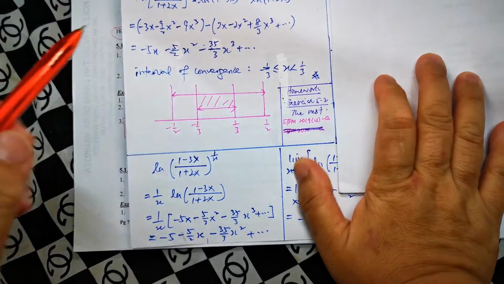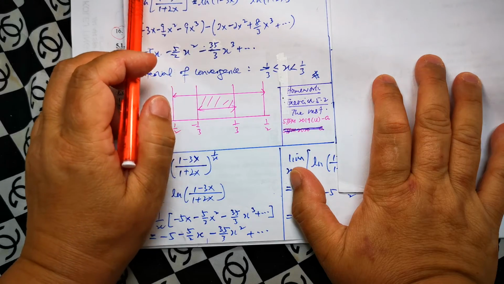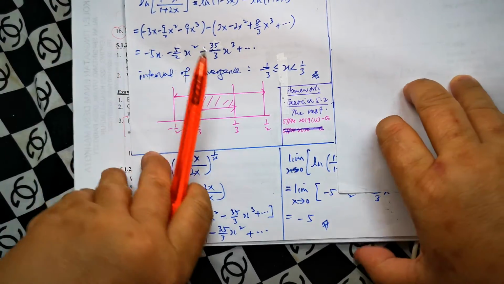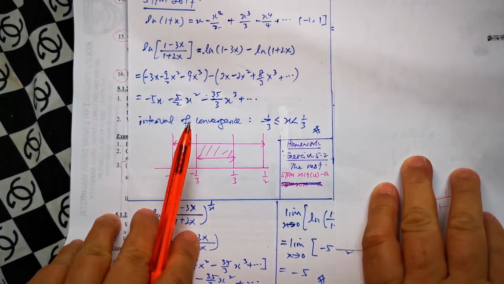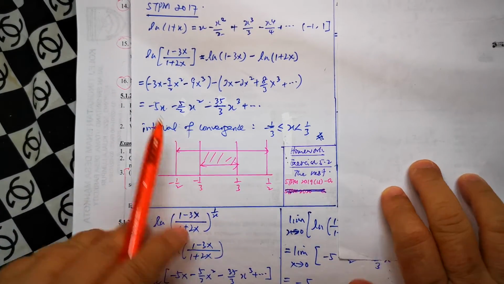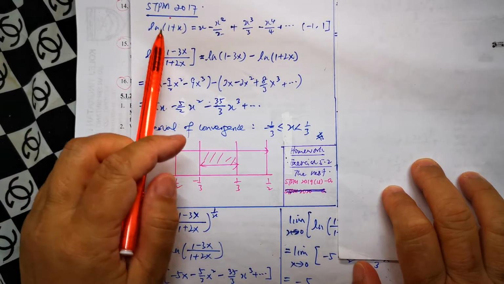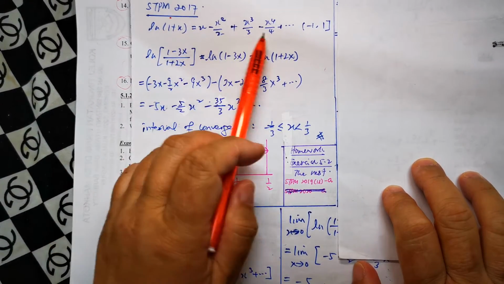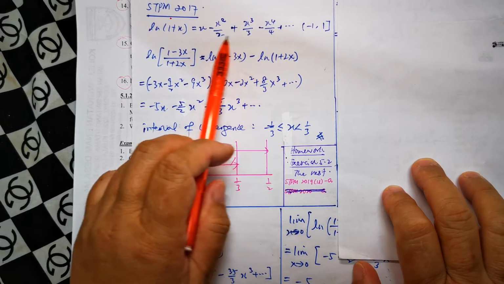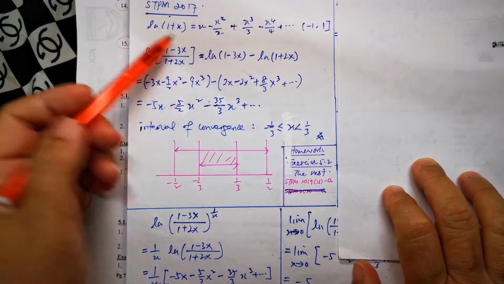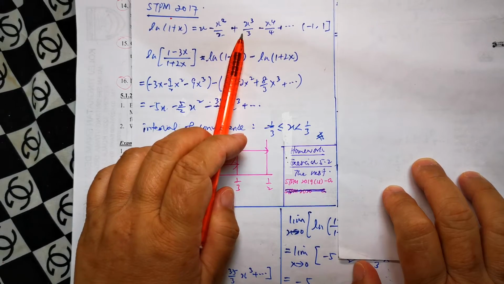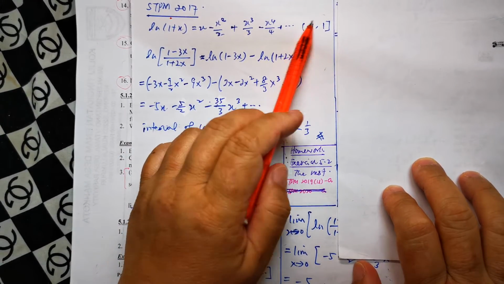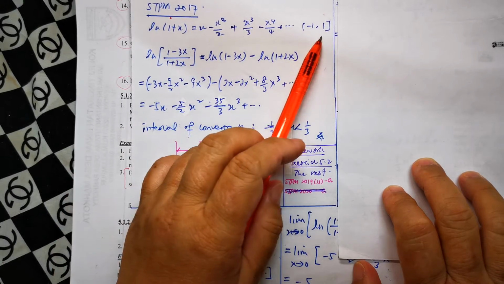So this is the question. They ask you to use the standard Maclaurin series, right? So you copy down the standard Maclaurin series. This is given in the formula list. Just copy. And again, as I told you, they will give you 1 mark here. And this is the interval of convergence for this standard Maclaurin series.